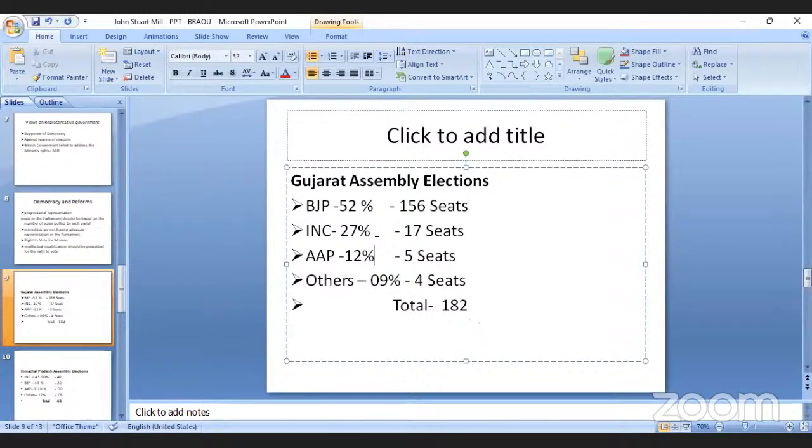This is what we are following in our regular democracy, but this concept is entirely different. For example, if you consider J.S. Mill's proportional idea, then among the 182 seats, only 52 percent of representatives would go to the parliament or assembly. So only 27 percent of people would go to represent in our parliament.